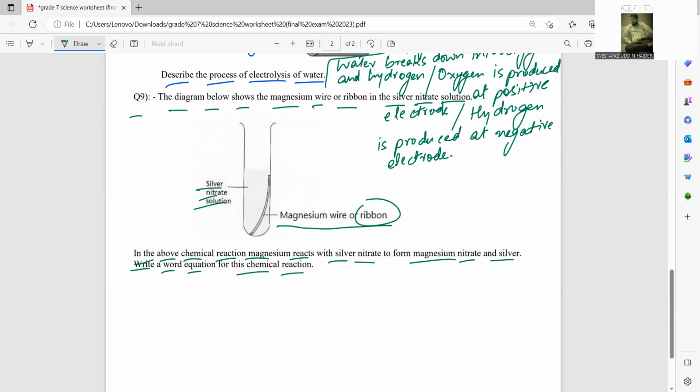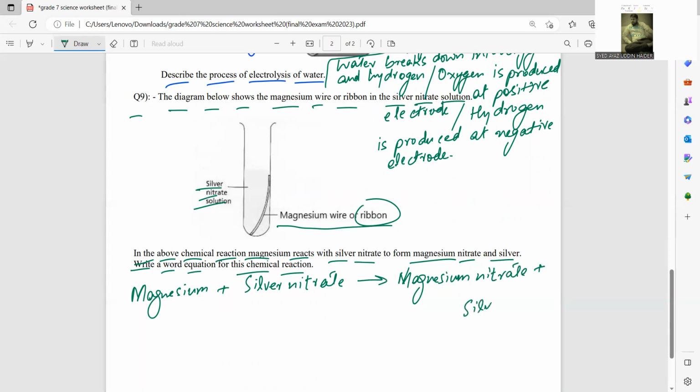So on the reactant side, you'll write magnesium plus you have silver nitrate, so you'll write silver nitrate. On the product side, we are getting magnesium nitrate. So I will write magnesium nitrate plus silver.